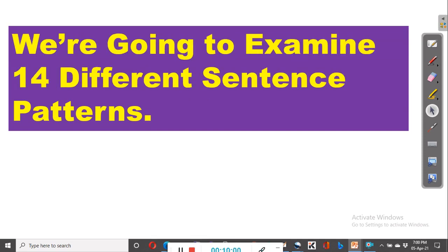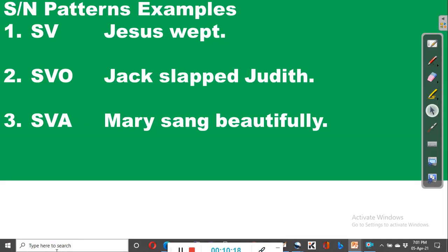So we are going to examine 14 different sentence patterns, and this will actually give you the massive opportunity to learn a variety of ways in which you can communicate your ideas meaningfully and grammatically. Now, let's look at the various patterns and the examples.